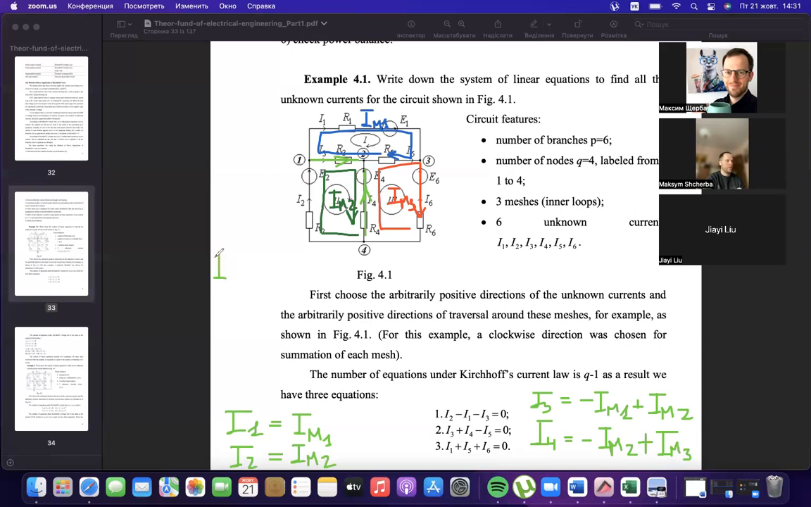And for example, let's try on your own for I5. If I5 flows here in the direction of the arrow, how do you think, which combinations of IM will it be on this picture?